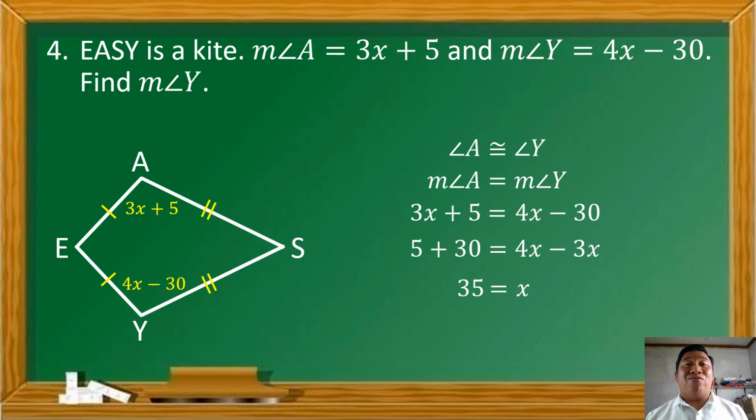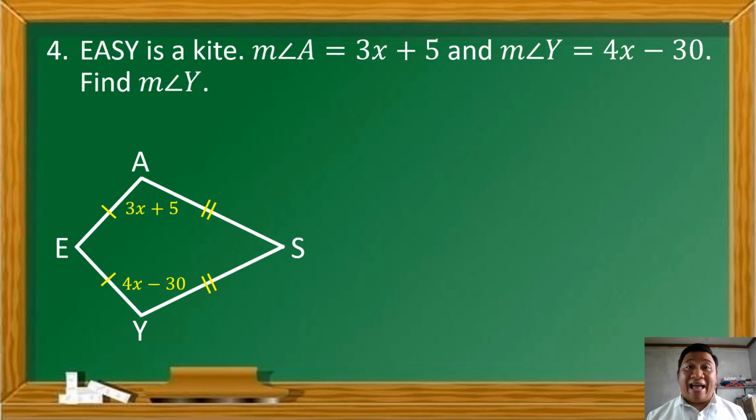So, meron na tayo ditong 35 is equal to x. So, actually, yan na yung value na x. Pero, syempre, by the symmetric property of equality, para mas makita nyo ng maayos, we could say that x is equal to 35. Okay? So, that is the value of x. So, tandaan na, yan ang value ng ating x, 35. Now, dahil meron na tayong value ng x, pwede na nating isolve ang value na ni angle Y. Okay? So, we could now solve for angle Y.